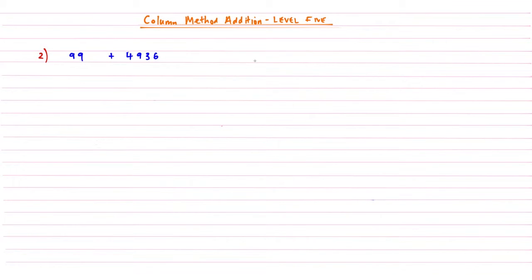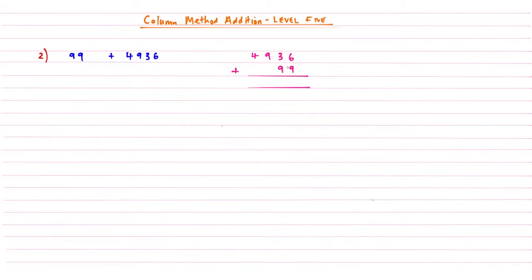So let's go ahead and set up our column method. So biggest number first, 4,936. And then underneath that, I'm going to write my 99. So in 99, 9 tens, 9 units, so we need to make sure we line up our place value. 9 tens and 9 units. Going to draw my lines in. And then we're going to leave these two spaces blank. So we've got a space underneath the 9 and a space underneath the 4, just to signify that in 99 there's no hundreds and no thousands. So I'm going to leave these blank.